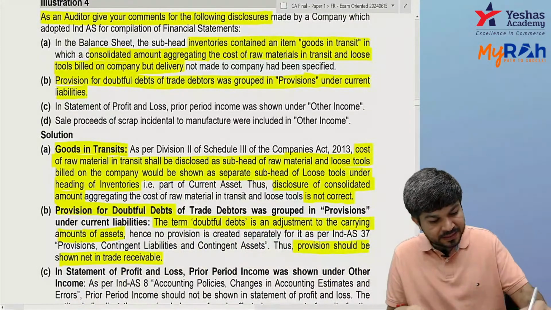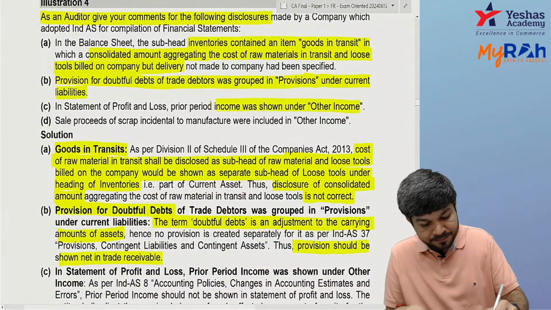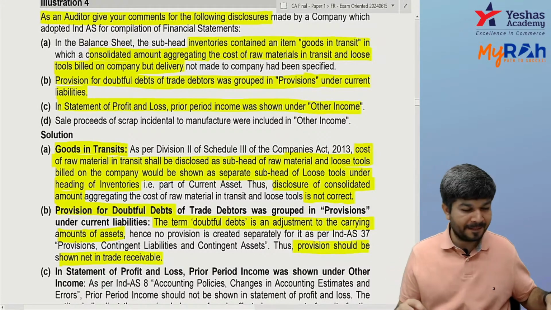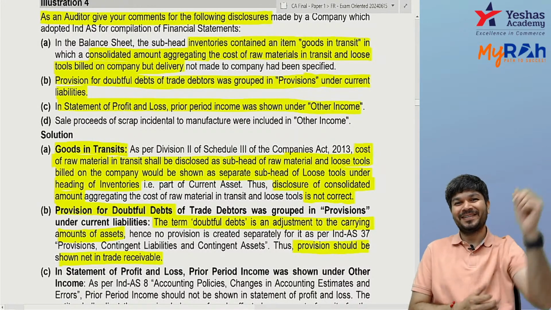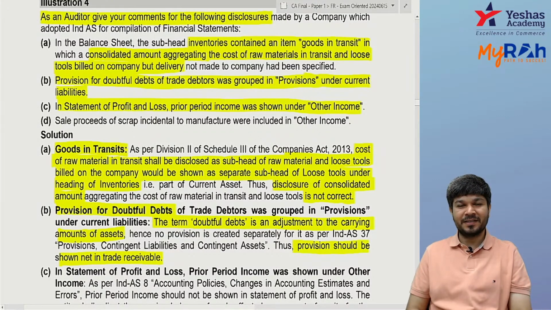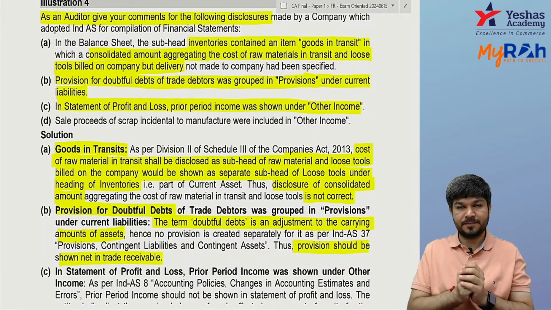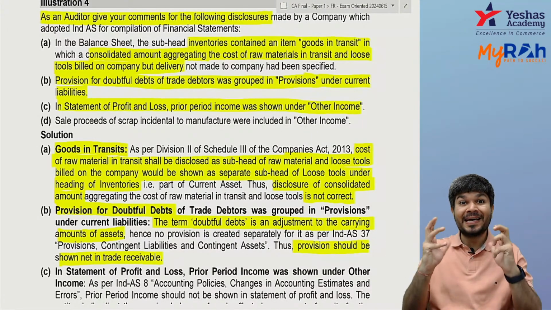Prior period income shown as other income. Prior period income, we have shown it as other income. Wrong. Now sir, why wrong? See, if there was something related to the past which we forgot, it was an error.